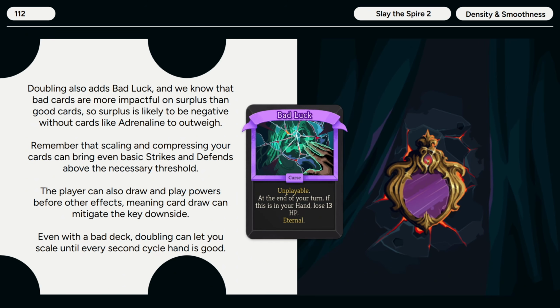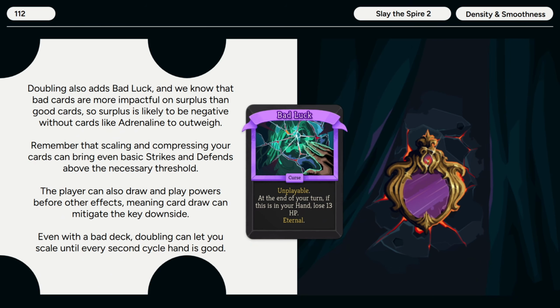However, we should remember that scaling and compressing our energy can even bring strikes and defends above the threshold where we're willing to play them. They can be good enough to be worth our energy. And the player can also draw and play powers before other effects, meaning that card draw can mitigate the key downside of bad luck. Card draw makes it more likely to run into bad luck, but it also mitigates the main downside, which is that you expose yourself to more potential hands where there's only strikes and defense.